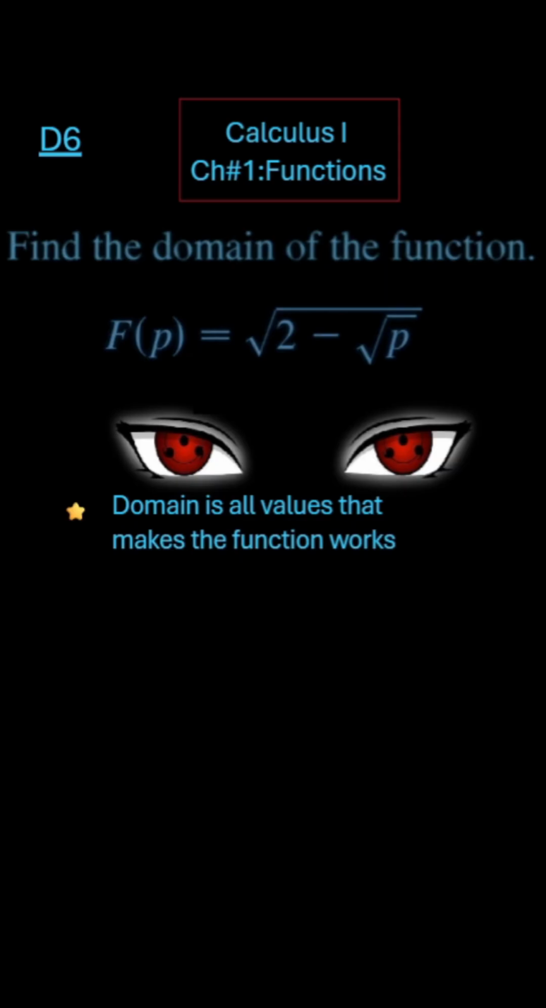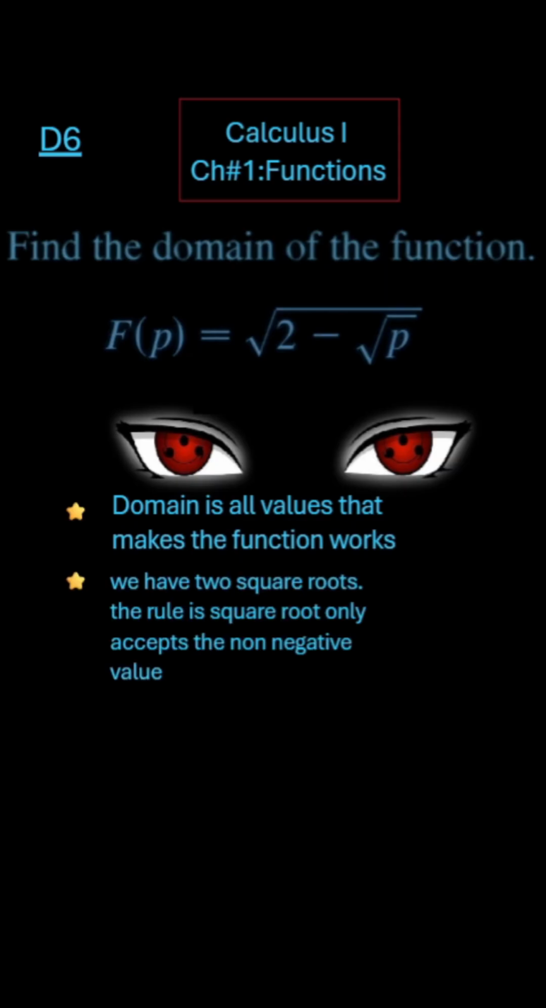To find the domain of any function, think of it as all possible values that make the function work without breaking any math rules. In this problem, we have two square roots. We have to ensure that each square root only accepts non-negative values. The inner part of the function is square root of p.